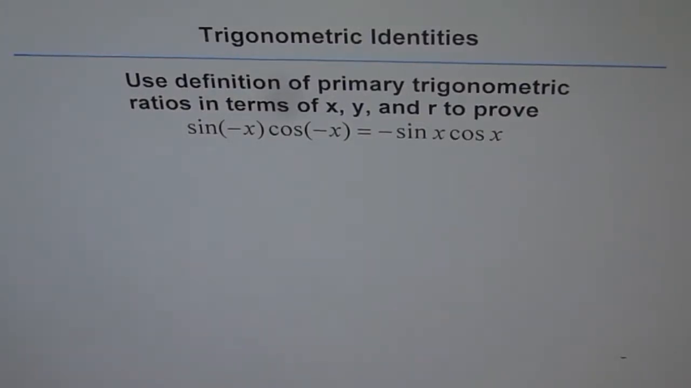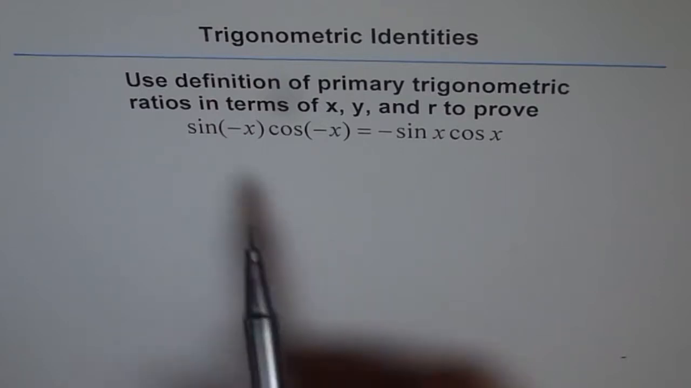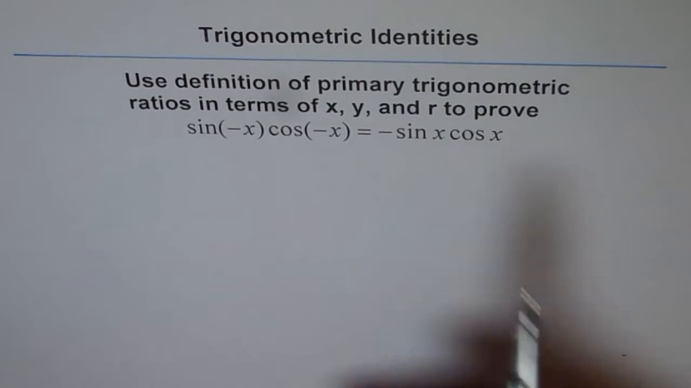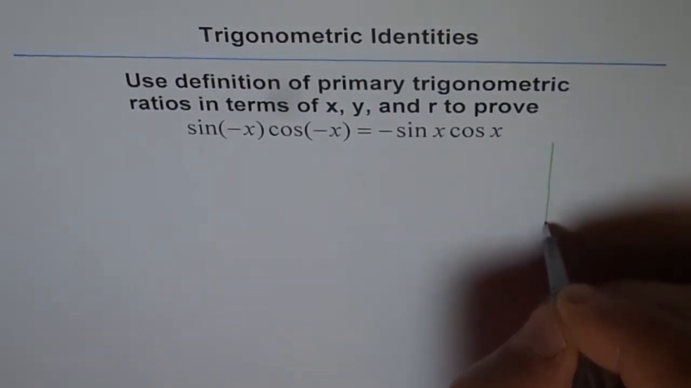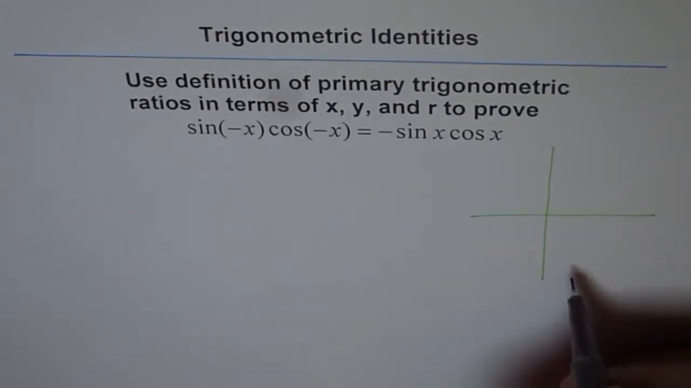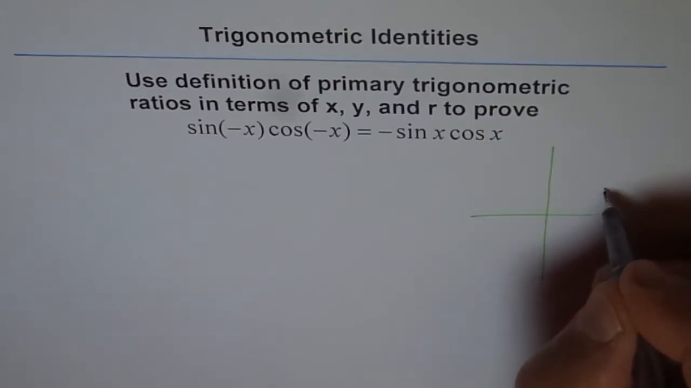Use the definition of primary trigonometric ratios in terms of x, y and r to prove that sine of minus x times cos of minus x is minus sin x cos x. So let's try to sketch first, right? We have minus x, which means we are in quadrant 4, and plus x will be in quadrant 1, right? So let's make a triangle.